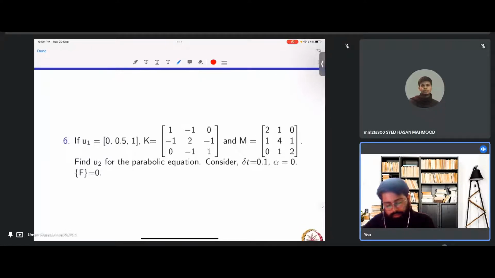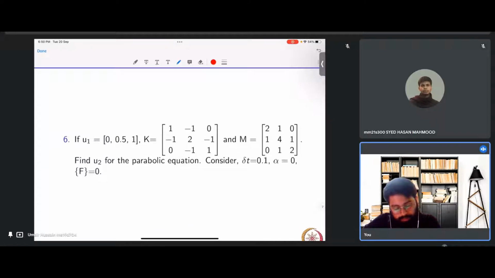So considering the given data in the problem, can we tell what type of equation we are dealing with? Please feel free to answer. What is the type of differential equation we are dealing with in this problem with the given data?